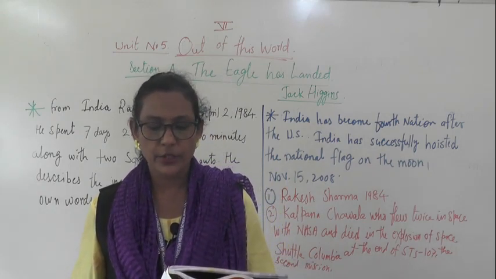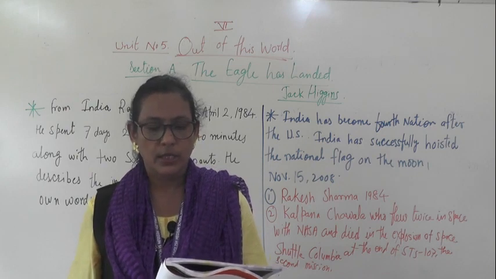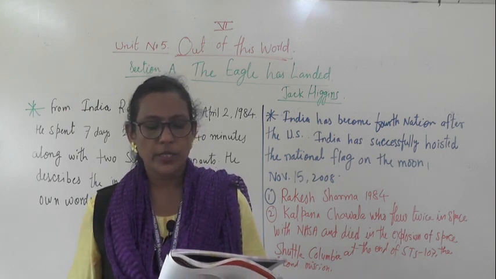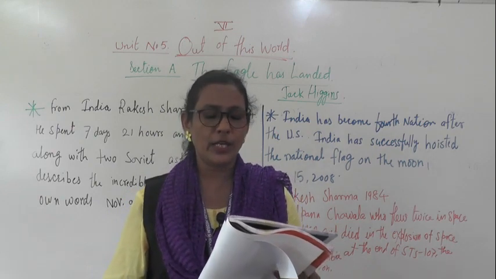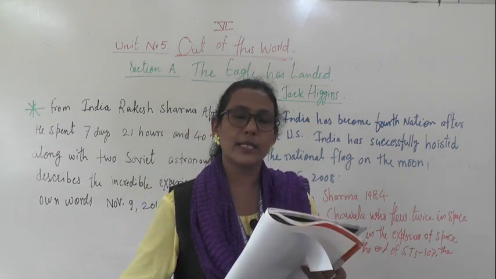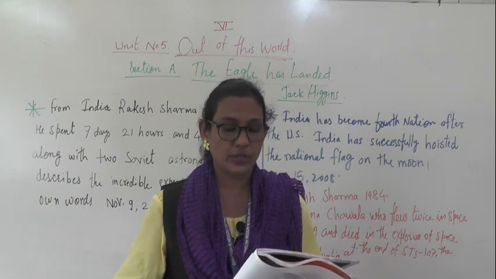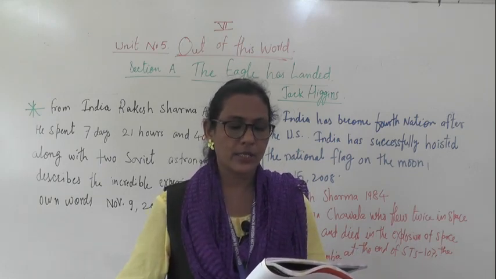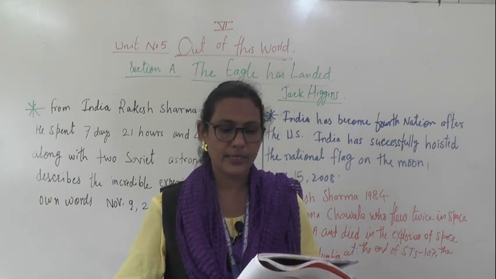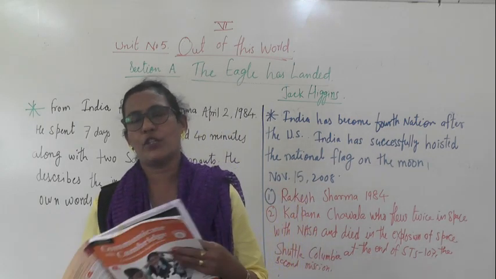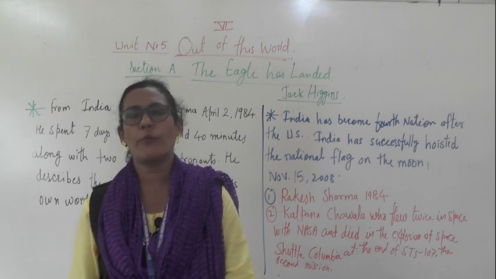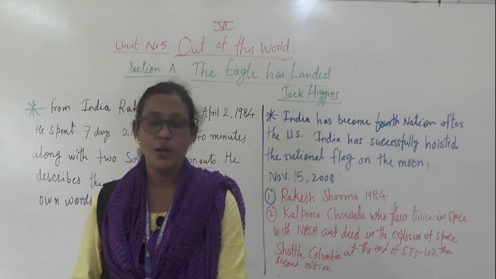Born in 1929, he is a British writer who wrote under the pseudonym Jack Higgins. Pseudonym means a pen name, okay? That is Jack Higgins. His real name is Harry Patterson. He has written around 84 novels which have been translated into 55 languages. Okay, this much information they have given about this author.